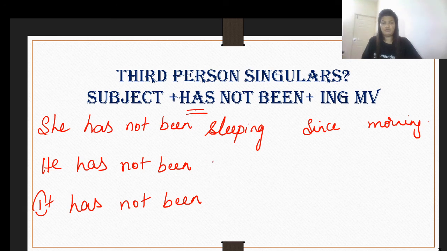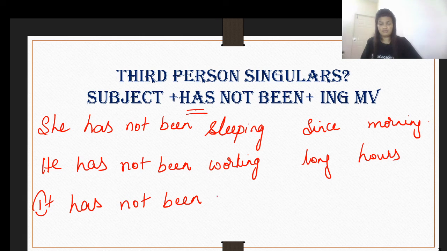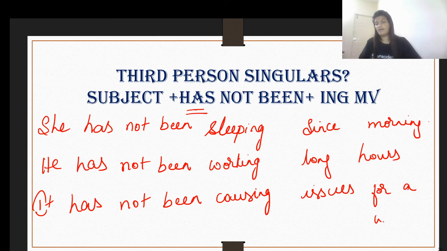Similarly, here we say working long hours. And here let us use causing issues for a while. So what do these statements mean? She has not been sleeping since morning. Again, negating. She has not been sleeping since morning, but then she has been sleeping from last night.